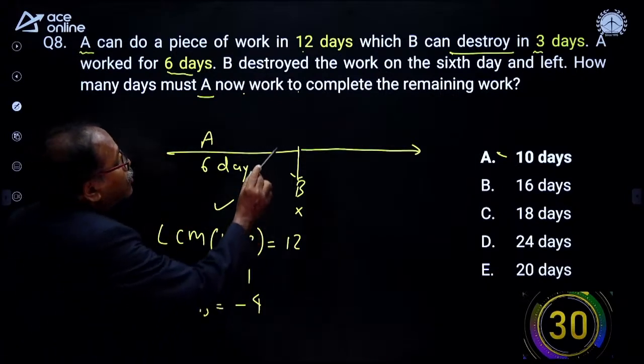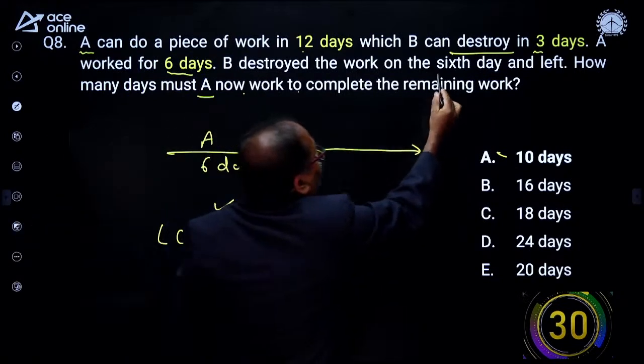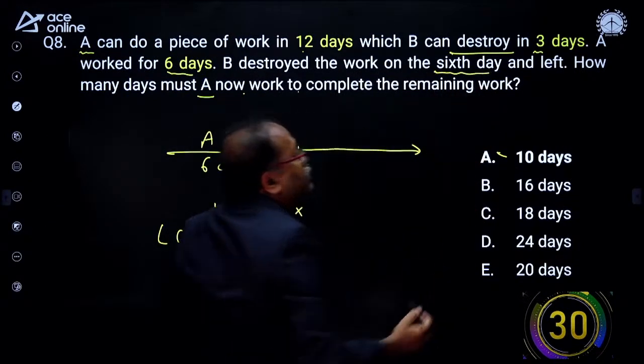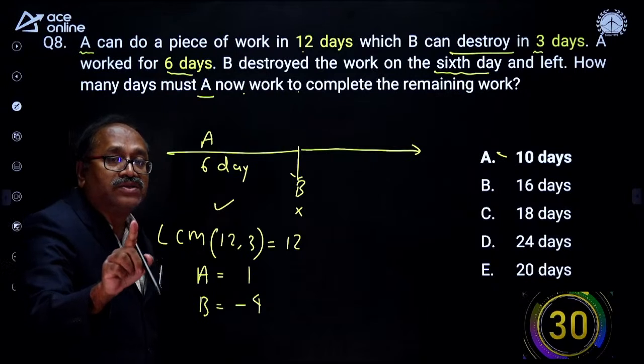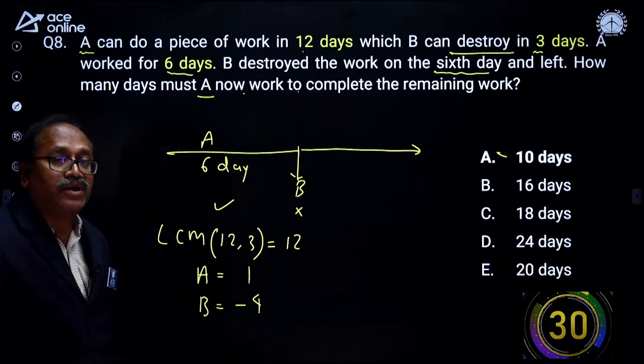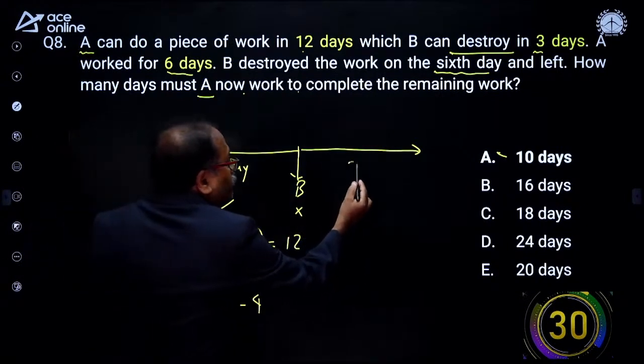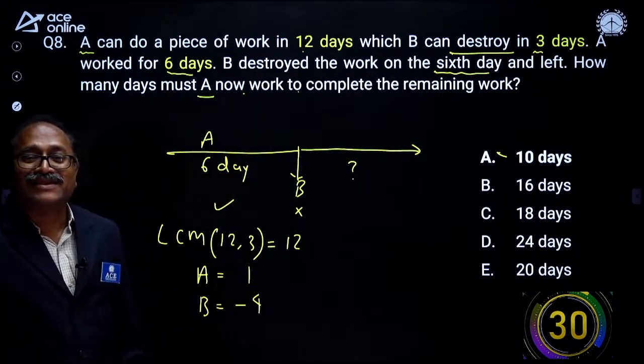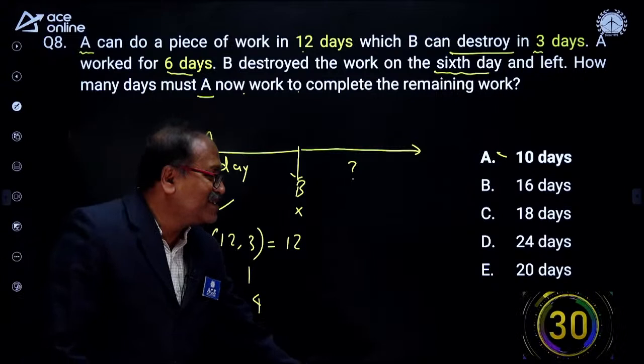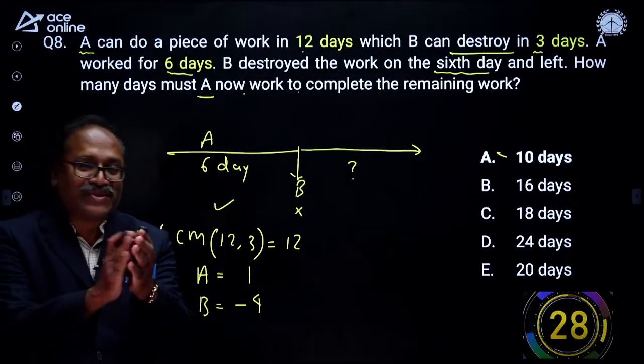And he worked only on the 6th day, not from the 6th day onwards. He destroyed the work only in one day, that is the 6th day. Then the remaining work A will complete in how many days? Let's take 30 seconds to answer the question.